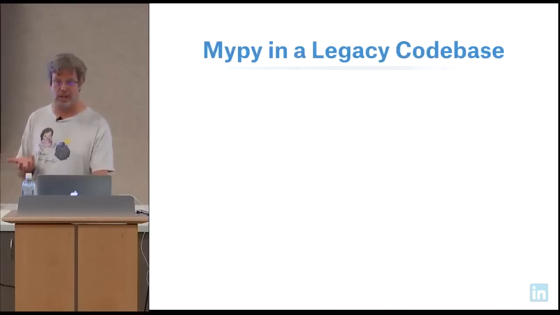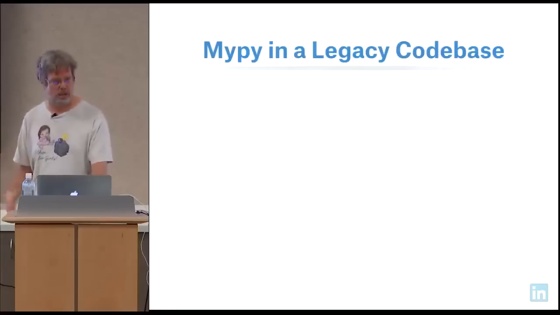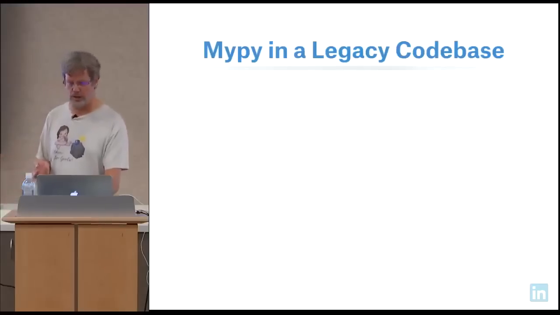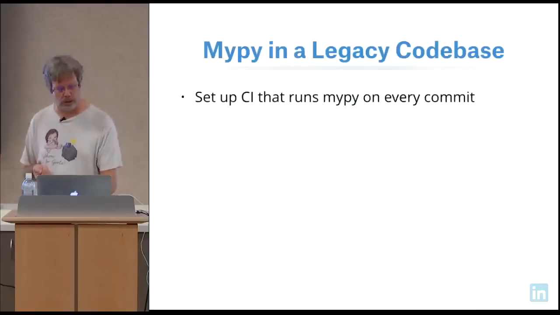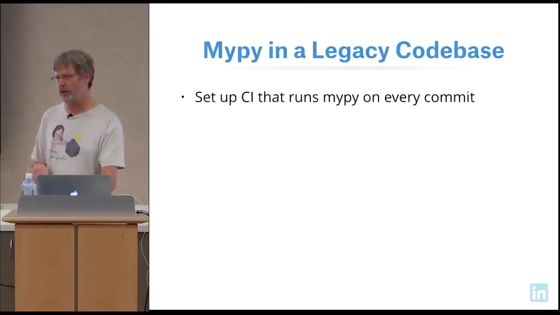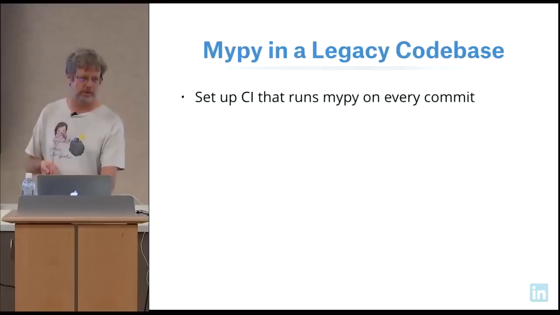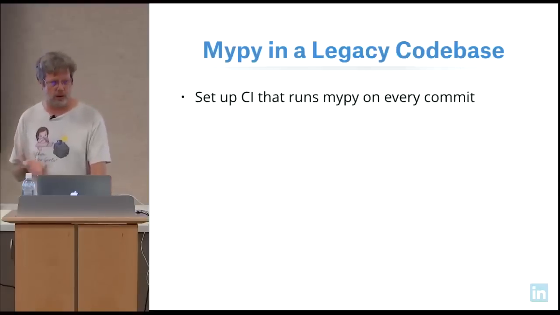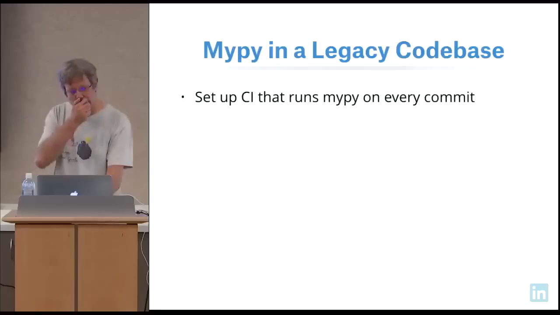We're still on the last step. Zulip pretty much ran through all these steps in a few months. Their code base is not quite 4 million lines of code. So the first step is to set up continuous integration that runs Mypy on every commit. Or if you think that's too much, you can do it every hour or whatever, every minute.